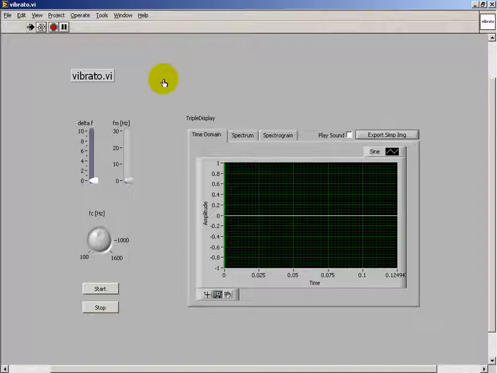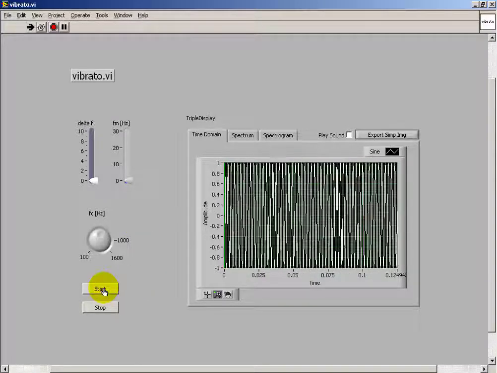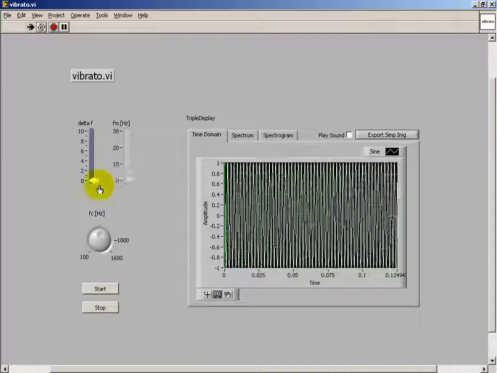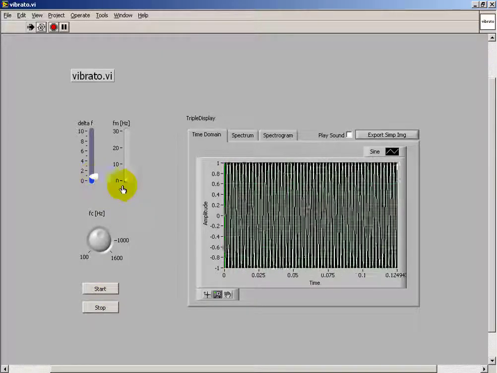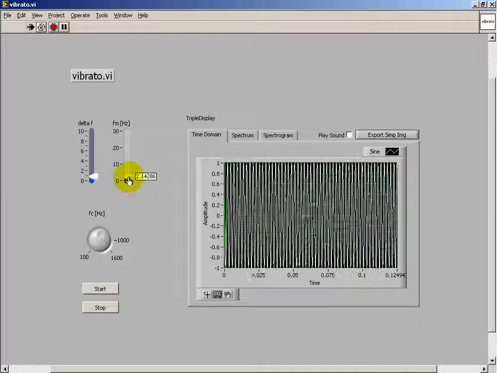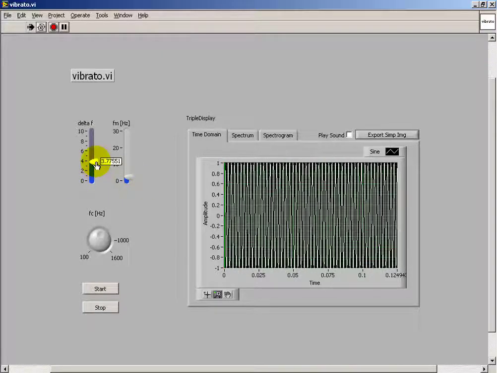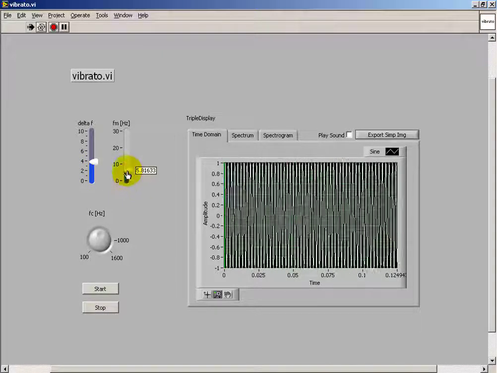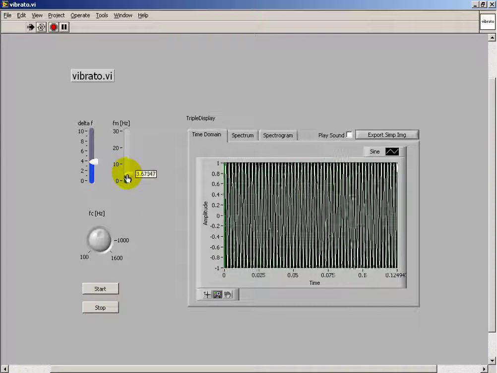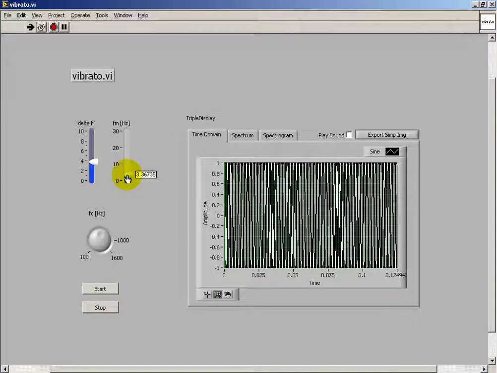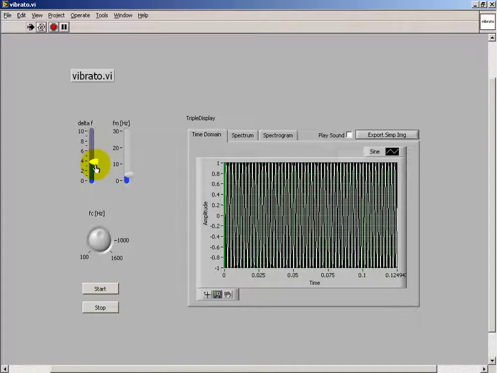I have my delta F, that is my depth, and my modulating frequency. I have my tone frequency. Let's get the rate up there at a few hertz. All right, now we can start to perceive that vibrato effect. Take a quick rest there.